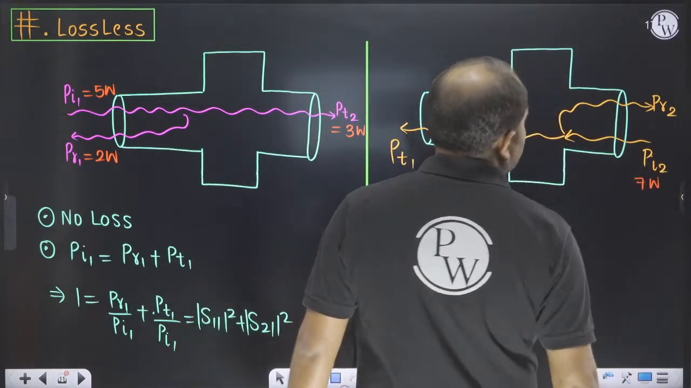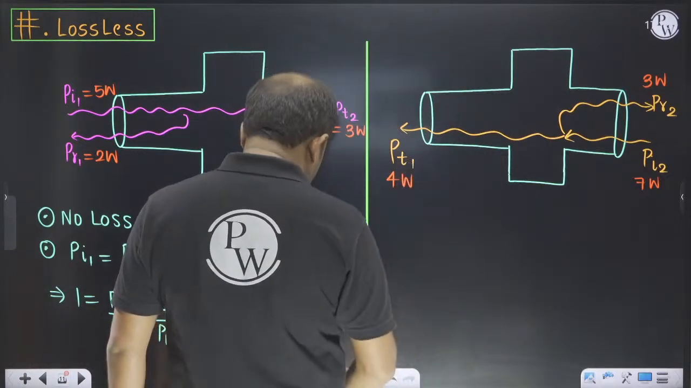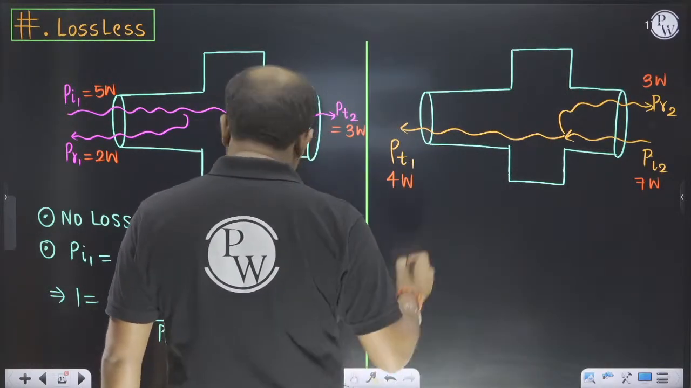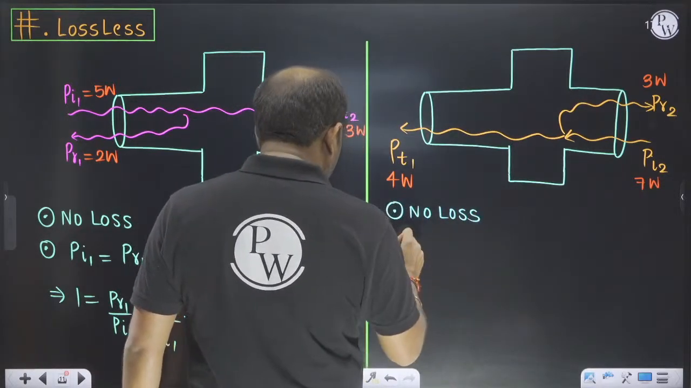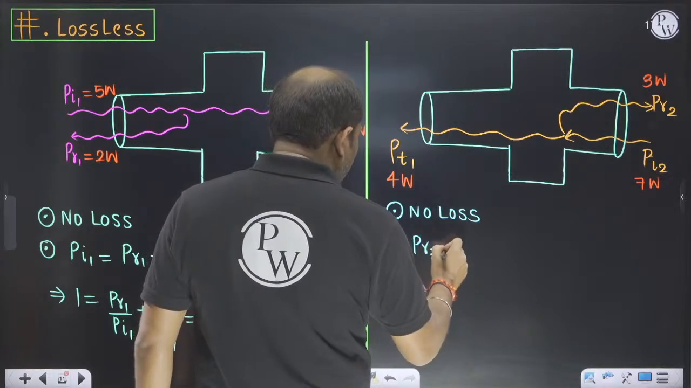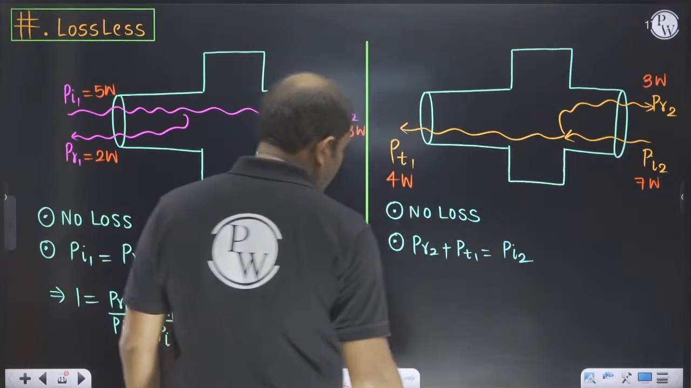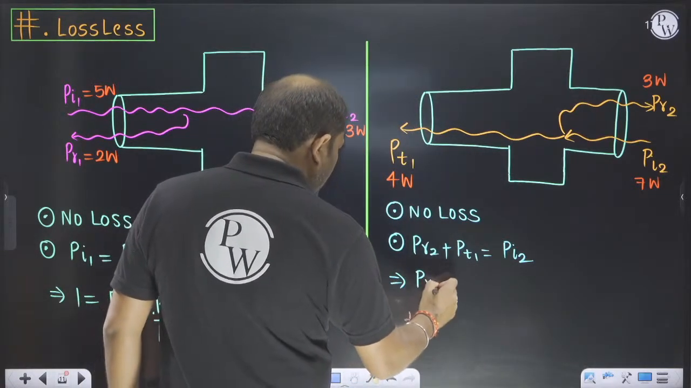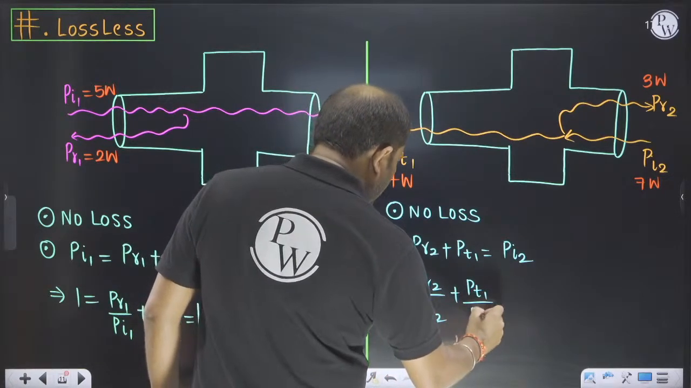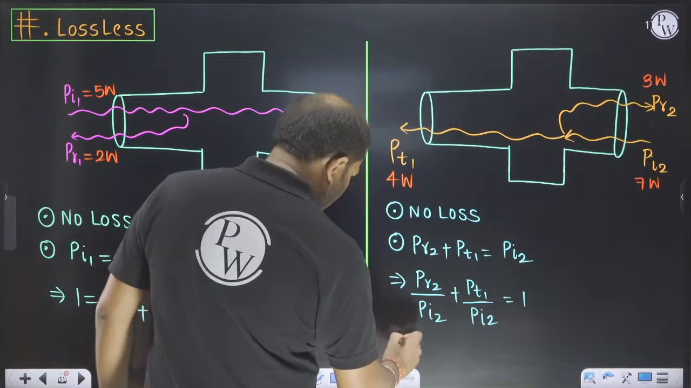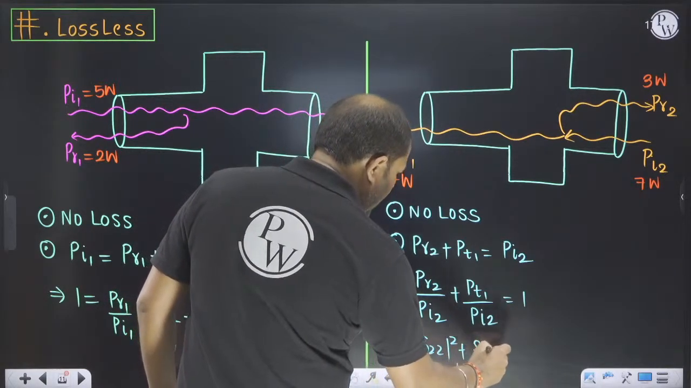You are incidenting 7 watt, reflecting 3 watt, transmitting 4 watt. This one also has no loss. Then Pr2 and Pt1 sum to Pi2. Then Pr2 upon Pi2 plus Pt1 upon Pi2 is equal to 1, and we know that this one is S22 squared and this one is S12 squared.